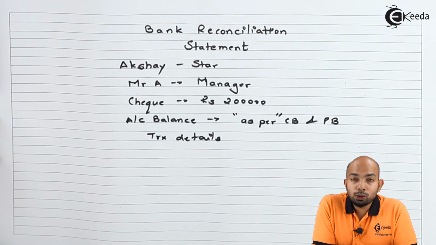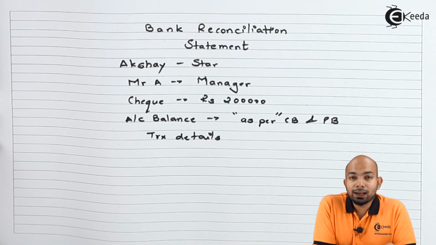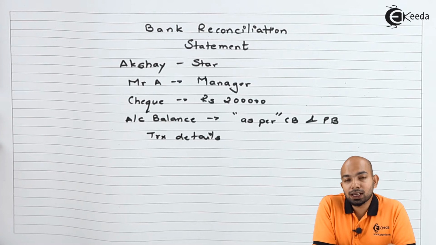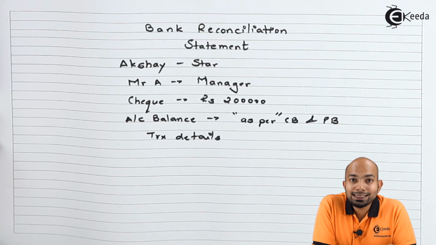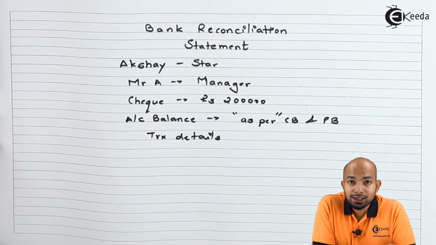Now, when the star checks the balance as per his cash book and as per the passbook, he understands that there are certain transactions which he has mentioned in his cash book but which haven't been seen in the passbook. There might be certain transactions which have been mentioned in the passbook but which are not visible in the cash book. That is the reason there is a difference between the balance as per his cash book and the balance as per the passbook. And that's when he realized that a reconciliation is supposed to be done to this account, which will ensure that both the bank passbook and the cash book are on the same page.